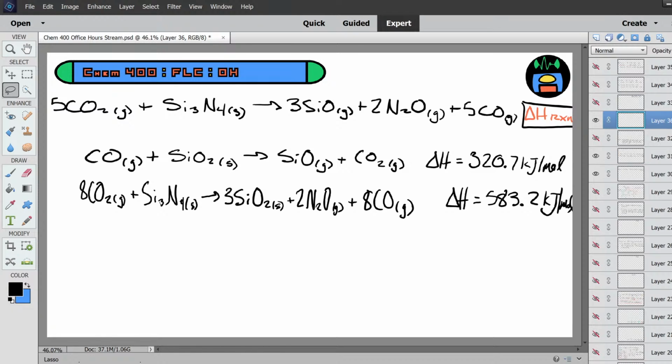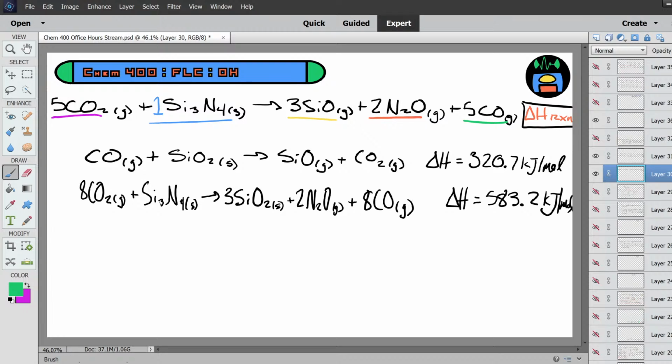So here's how you want to look at things. All right, so here's our goal. Our goal reaction is up there, right? We want to have 5 moles of CO2, 1 mole of Si3N4, 3 moles of silicon monoxide, 2 moles of N2O, and 5 moles of CO.